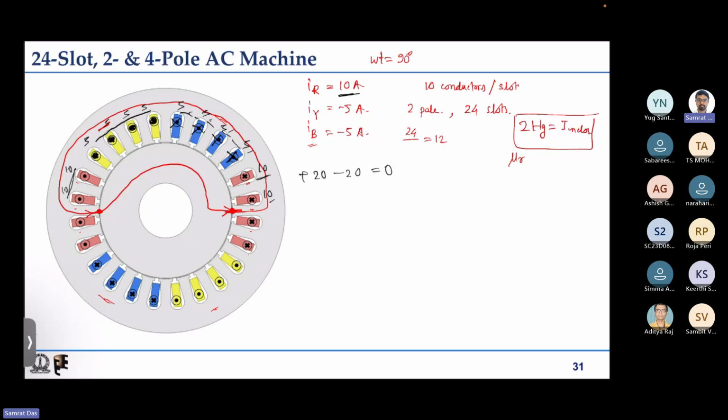So you have 0 H in this region for this loop. So H at this point will be 0, and similarly at this point also it will be 0. This is clear. Now we have to move this loop to the next point.